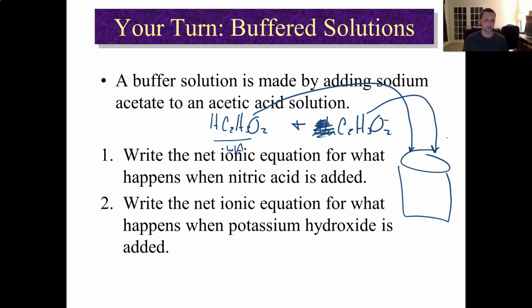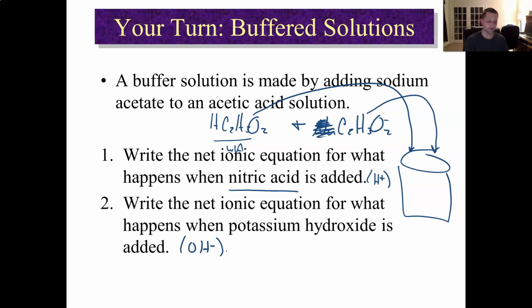Okay? So what happens when you add nitric acid, the formula is HNO3. But again, all we're worrying about here is adding the H+. And let's see if we add potassium hydroxide. Again, we're just going to focus on the OH-. Okay, so let's take a second and write those, and we'll see if we get them right or not.